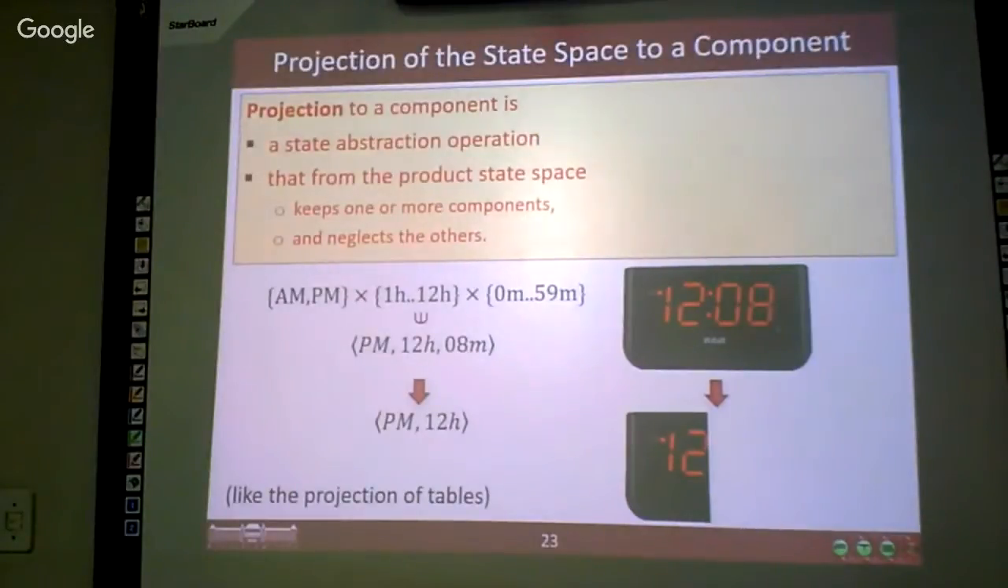And you can use projections. That is an abstraction operation, as I showed you before, that will just keep one or more components and neglect the others. So for example, for this clock, we can say that we are just interested in whether it is PM or AM, and how many hours we have. So we can just project and cut this part of the clock. This is how projection works.